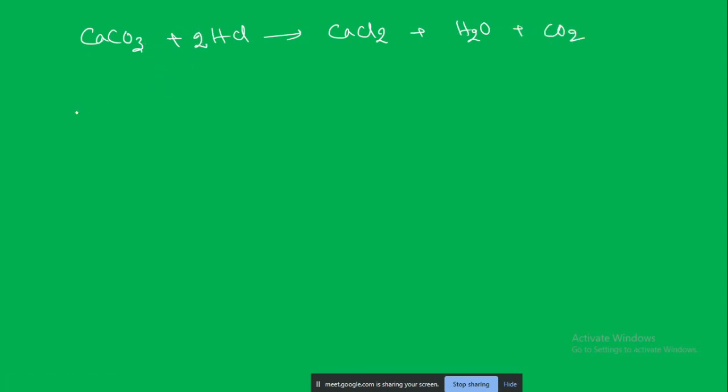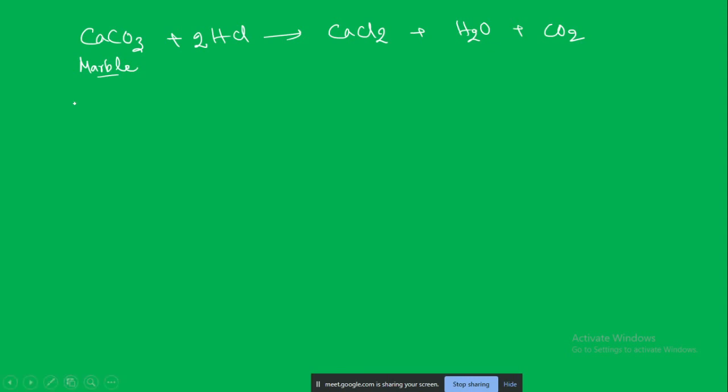So this is the marble reaction. Any doubt? Suppose concentrated hydrochloric acid falls on marble, then what kind of reaction takes place?